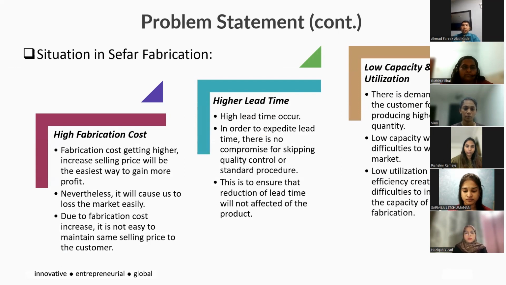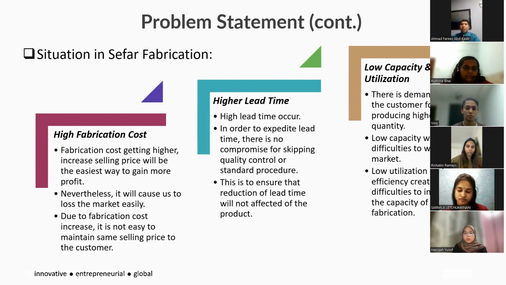Okay, this is the situation in Sifa Fabrication. These are the three main problems that we're facing right now. The first one is high fabrication cost, which means that the fabrication cost is getting higher from time to time. We need to increase the selling price if we want to get more profit. Nevertheless, if we increase the price, it will affect our market and we will lose it easily.